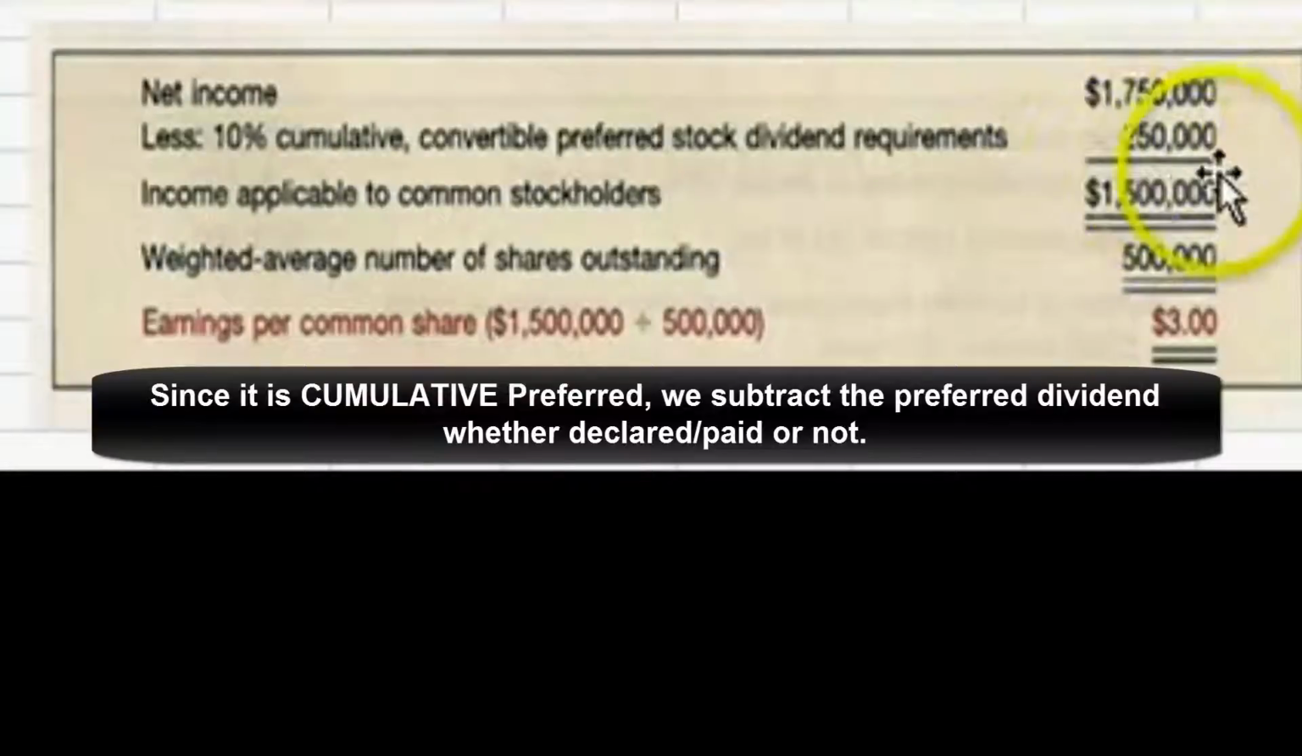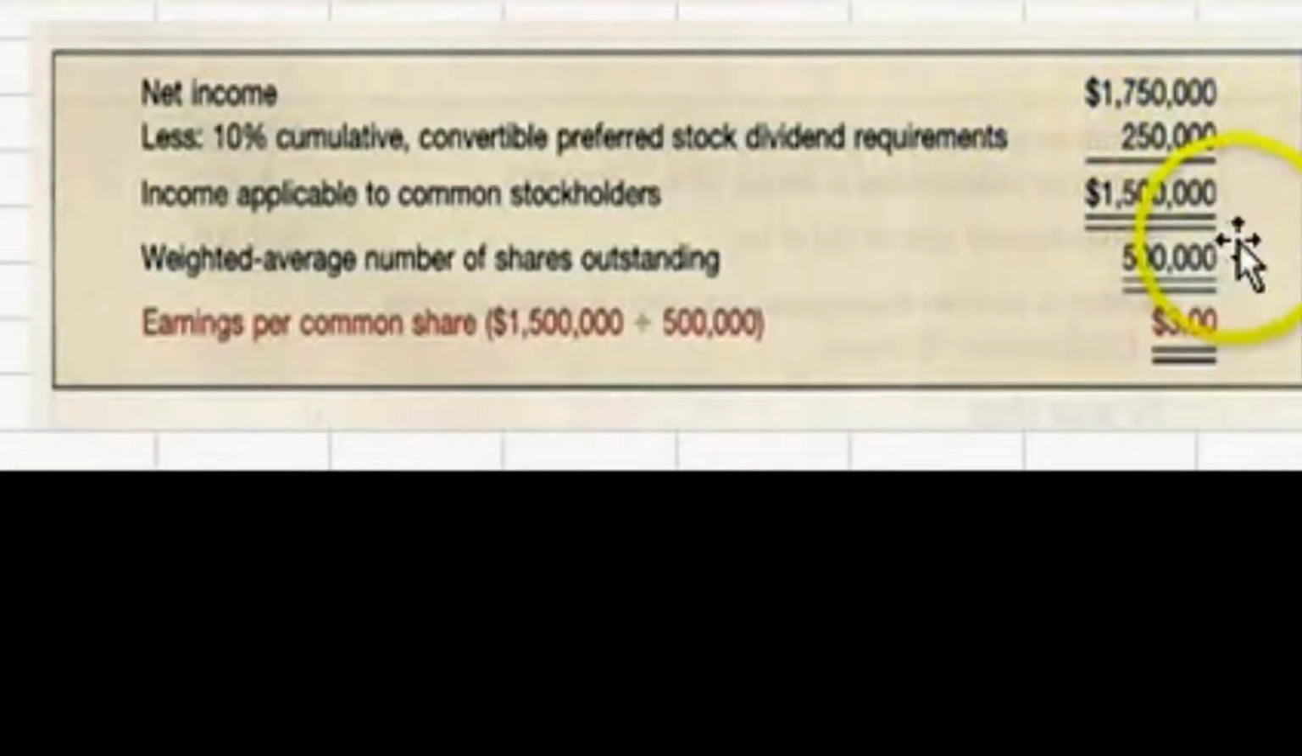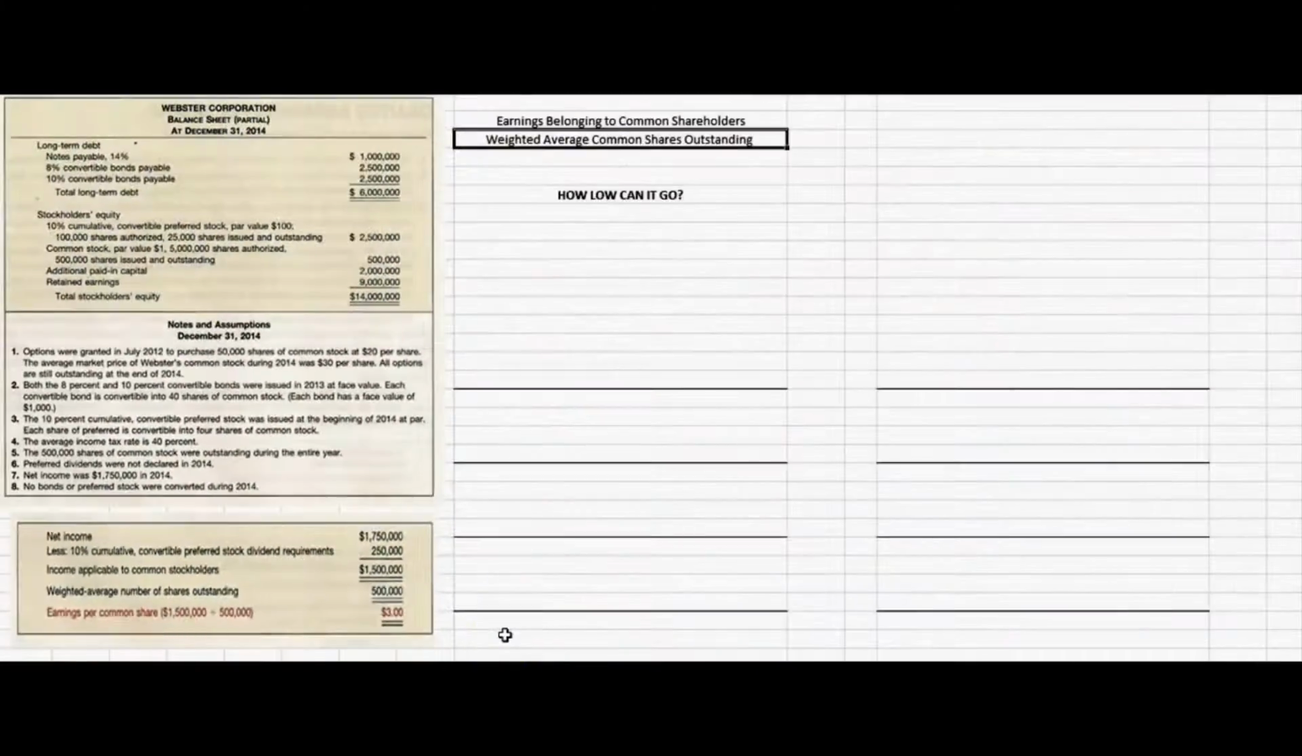$1,750,000 minus what belongs to the preferred shareholders means there's $1,500,000 that belongs to the common shareholders. It tells us the weighted average number of shares outstanding is 500,000. 1,500,000 divided by 500,000 means our basic earnings per share are $3.